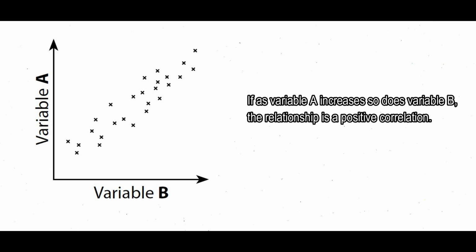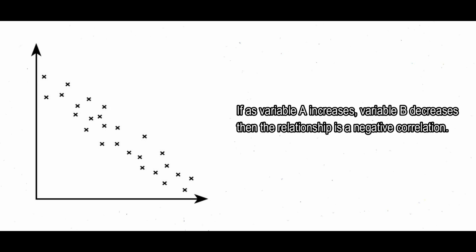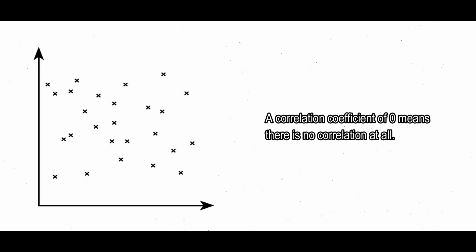There is a linear correlation. This is a correlation coefficient of 1. If as variable A increases, so does variable B, the relationship is a positive correlation. If as variable A increases, variable B decreases, then the relationship is a negative correlation. A correlation coefficient of 0 means there is no correlation at all.